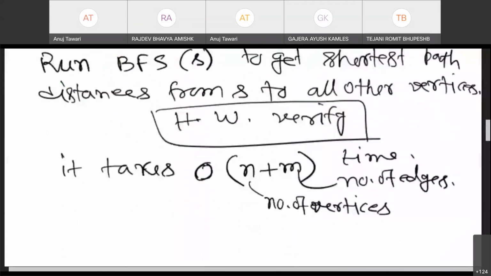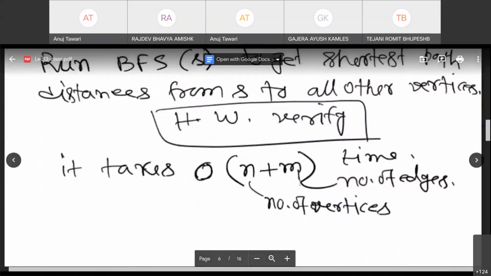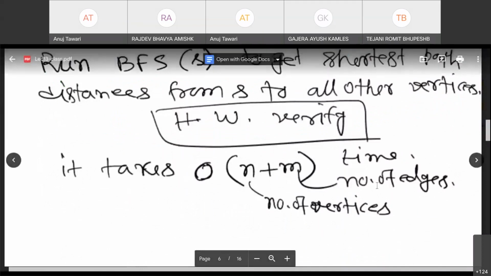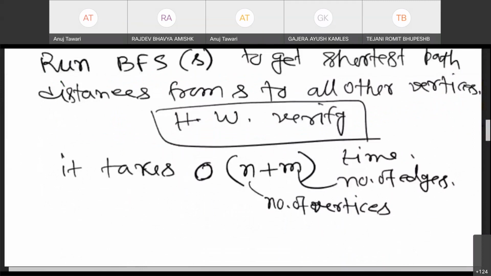And it is a linear time algorithm, which takes time just big O of n plus m, where n is the number of vertices and m is the number of edges. So we know at least one algorithm for solving the shortest path problem if the edge weights are 1.